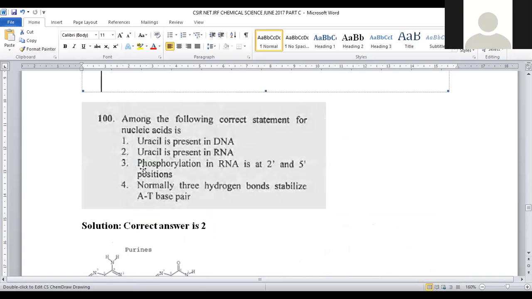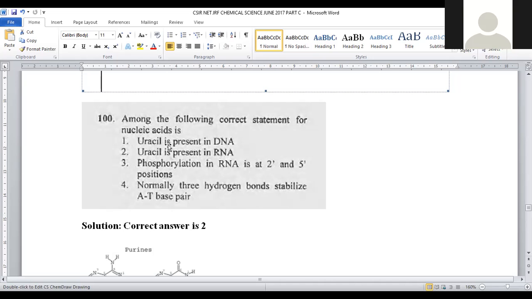And let us go with the other two options also. Phosphorylation in RNA is at the 2 and 5th position. So in general, RNA phosphorylation is possible at the 5 position, not the 2 to 5 positions. What is the condition? 5 position phosphorylation reaction gets carried out here. And the fourth one, normally 3 hydrogen bonds stabilize the adenine thymine base pair. So adenine thymine is stabilized by 2 hydrogen bonds, but not 3 hydrogen bonds. So among all the given options, only option number 2 will satisfy. It will be the correct answer.